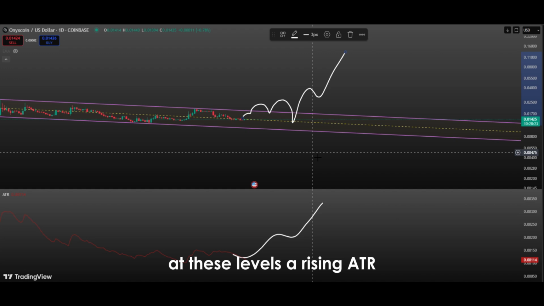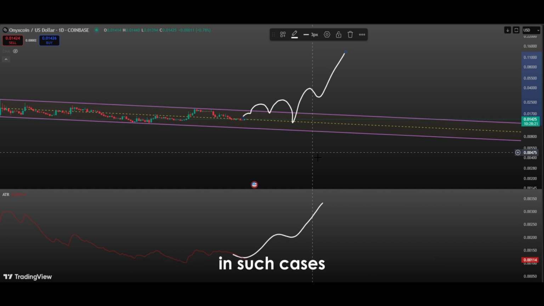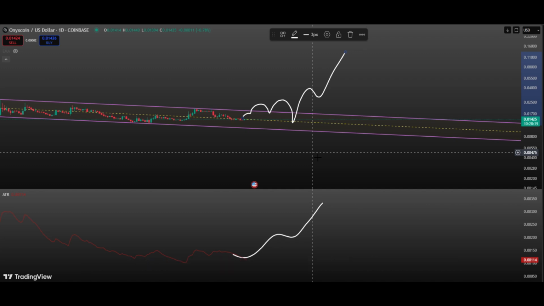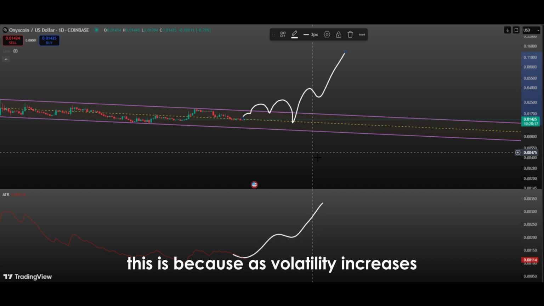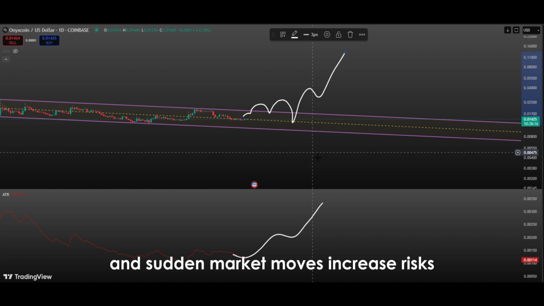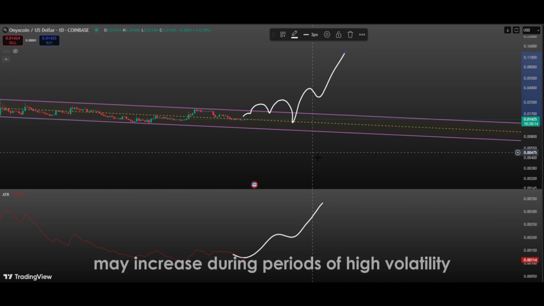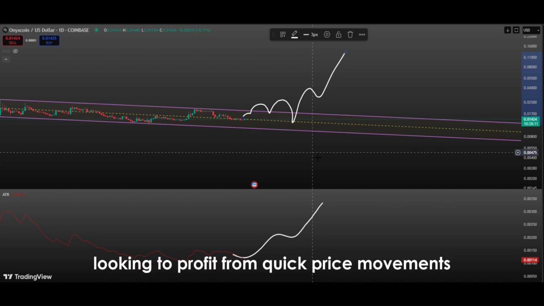A rising ATR shows that there are strong battles between buyers and sellers in the market, and that the market is active and excited. In such cases, prices may make large moves in the short term with sudden increases or declines. Investors should act more cautiously when the ATR rises. This is because as volatility increases, price movements become harder to predict and sudden market moves increase risks. However, this situation also means that opportunities may increase. During periods of high volatility, a favorable environment can form for traders looking to profit from quick price movements.